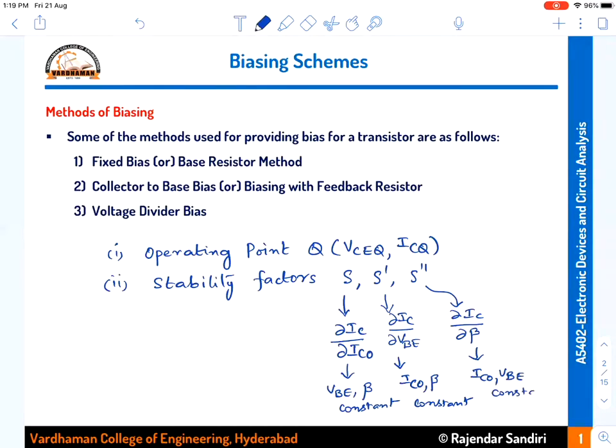So we'll find out the three stability factors for each of these methods. For the operating point we calculate VCEQ and ICQ. After that, we will calculate the stability factors S, S dash, S double dash. Before that, we will see what these circuits are, and for each circuit we will calculate these parameters. So we'll start with the first method, the fixed bias method.